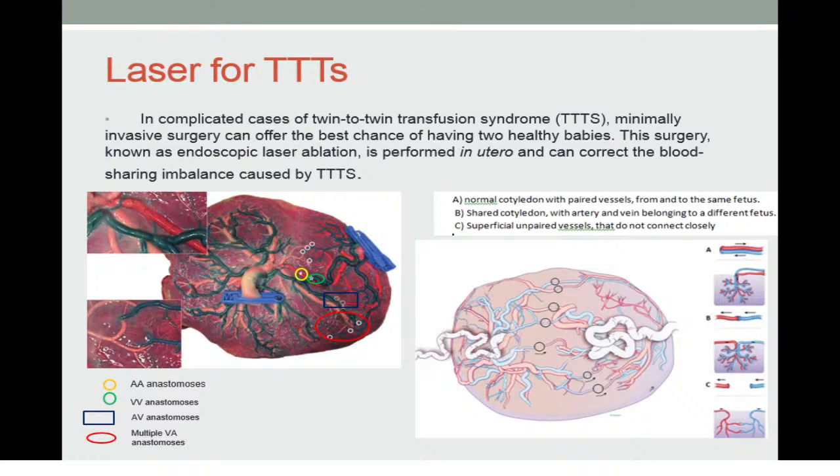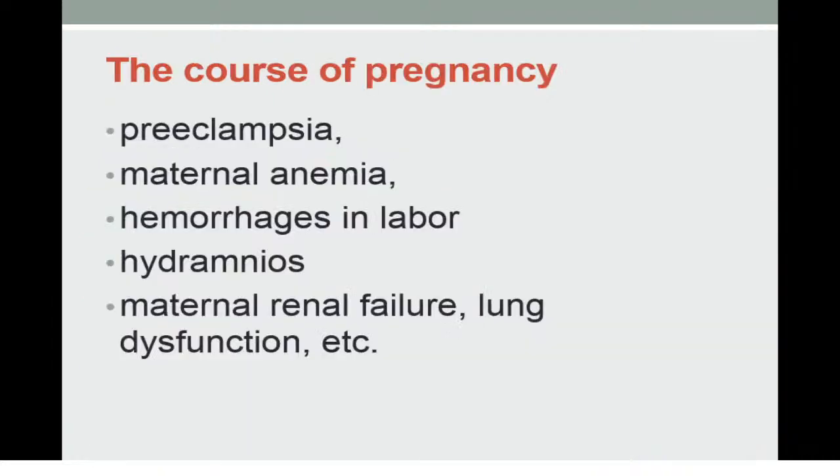So, first of all, we had to have special tools to find these anastomoses. Then, with the help of endoscopic laser ablation, we had to separate or eliminate them. And in this case, the next picture shows the results. A: normal cotyledon with paired vessels from and to the same fetus. B shows cotyledon with artery and vein belonging to a different fetus. And C: superficial unpaired vessels that do not connect closely. So we may have three varieties of results, and all of these help the mother to have two healthy babies.